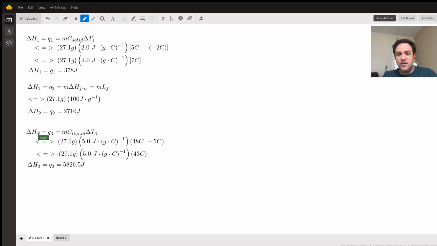So what I have for us here are the calculations that you would need to do. The first calculation is just the Q is equal to MCΔT equation. So we just plug in the mass that we have. We were given the specific heat, and we would also include the temperature change. We calculate 378 joules of energy. So this is the energy it takes to raise the temperature from -2 to the melting point of 5.